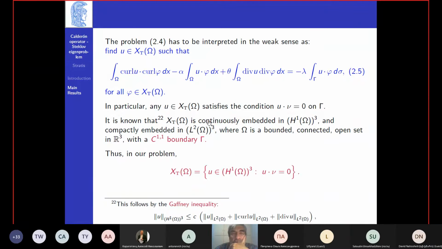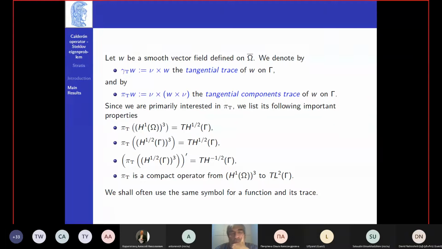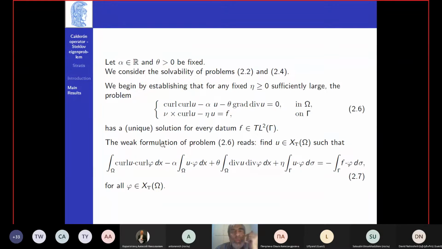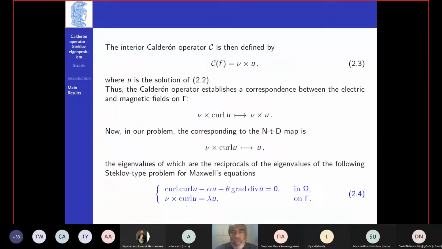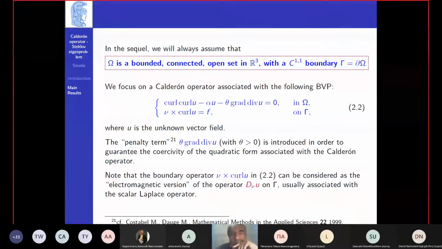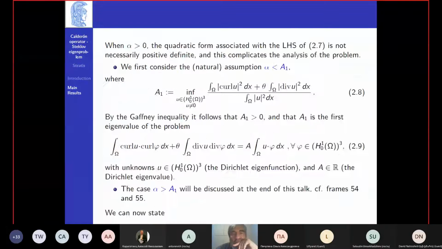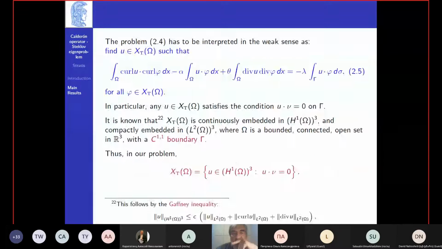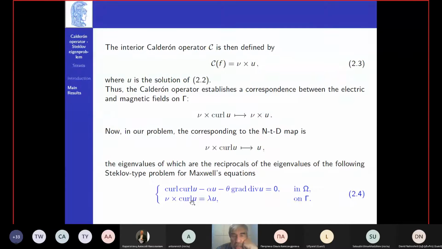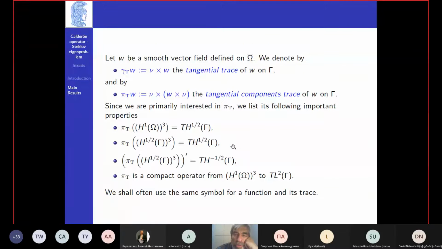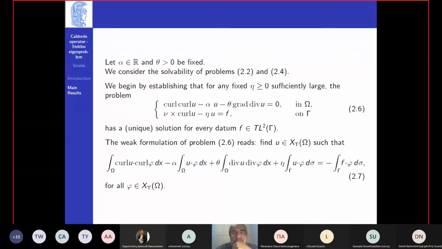All right, so we are going to use some of the properties of the so-called tangential components trace, this P subscript T of W, which I list here. And so let's go on to consider the solvability of these problems. You recall the problems, the one was the problem 2-2, which is this one, right? And the problem 2-4 is the corresponding eigenvalue problem, the Steklov eigenvalue problem.